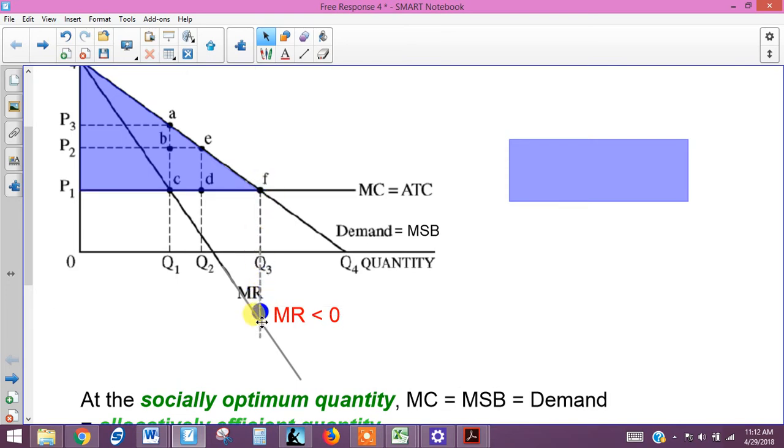And you can see, I actually extended the marginal revenue curve in this dotted line right here, so we could see at that point marginal revenue is well below zero, is well negative. And we know that if you're at the point on the demand curve where marginal revenue is below zero or negative, then the price elasticity of demand is inelastic.